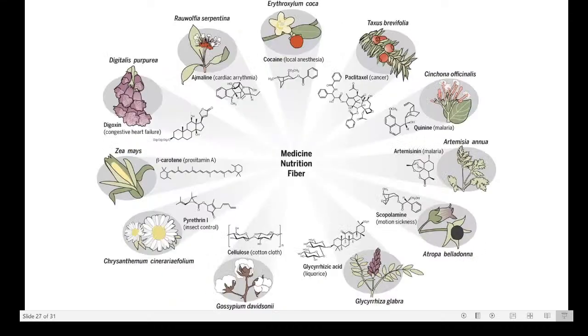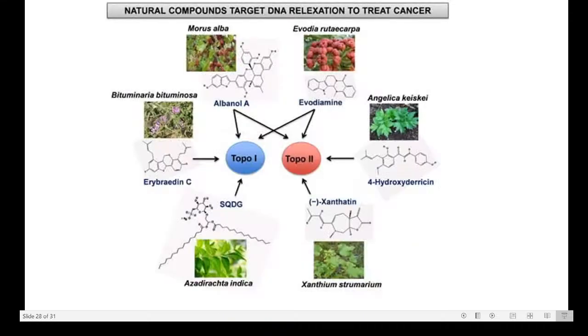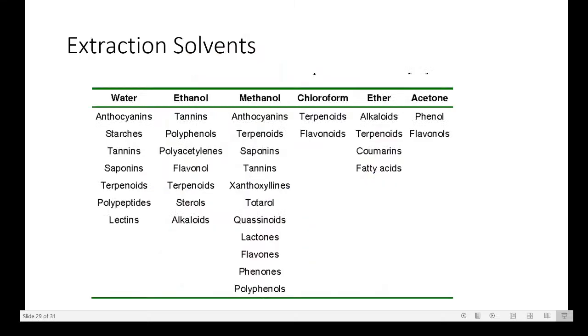Okay, another is medicinal nutrition, fibers and fibrous compounds are there. These are on the list. Another thing is medicine: I mentioned topoisomerase 1 inhibition and topoisomerase 2 inhibition, which are very important in cancer treatment. As I mentioned here, just refer to the plant name and phytochemical name. Okay, how we can extract, that is the thing.